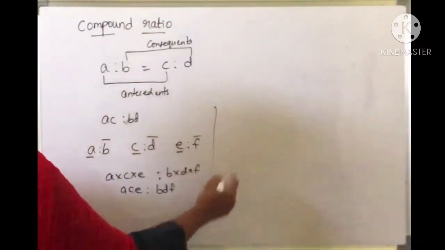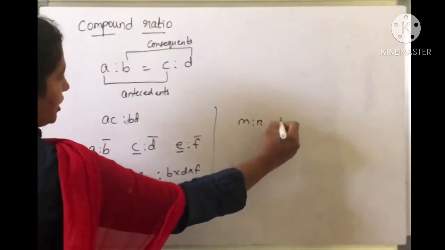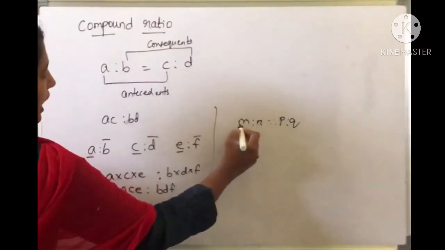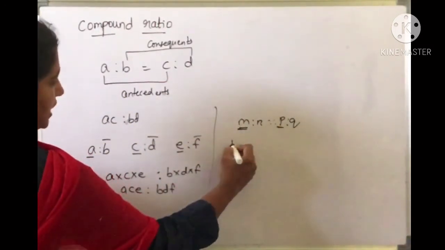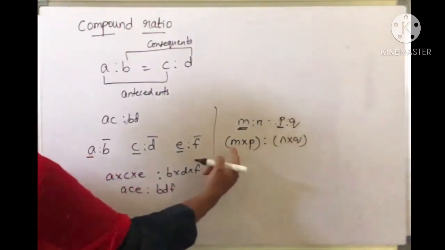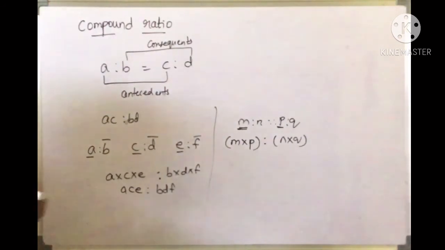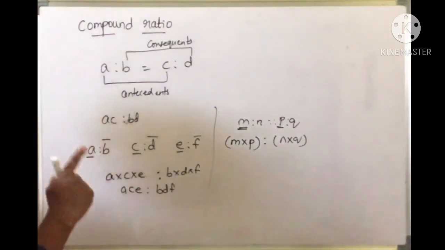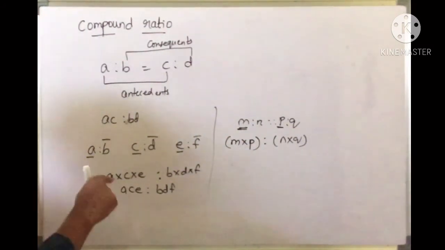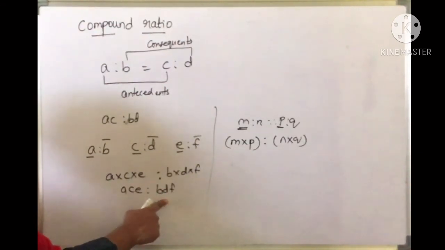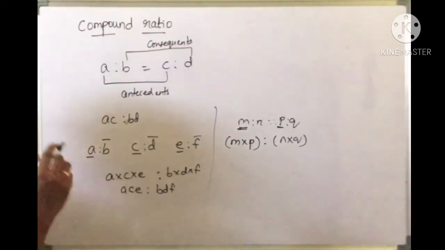If you take other alphabets also, M is to N is one ratio and P is to Q is another ratio. M is the antecedent, P is the antecedent. So M into P is to N into Q, that is, the product of antecedents is to the product of consequents. So this is called the compound ratio. Once again, if two or more ratios are given, and you take the antecedent as the product of the antecedents and the consequent as the product of the consequents, then the ratio is called the compound ratio.